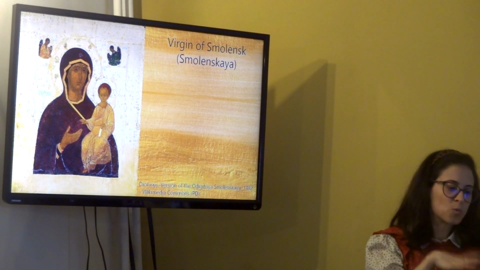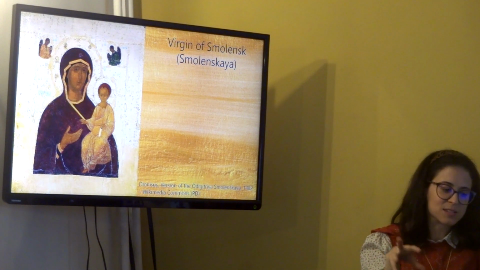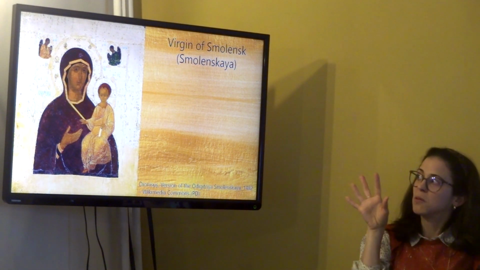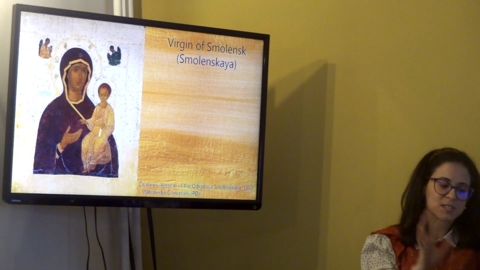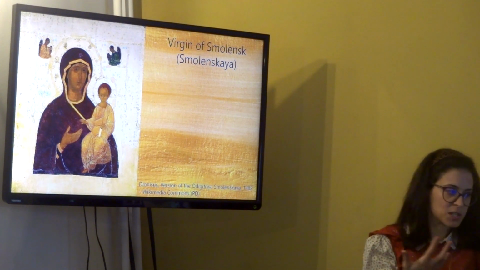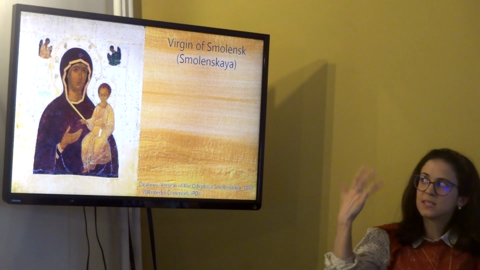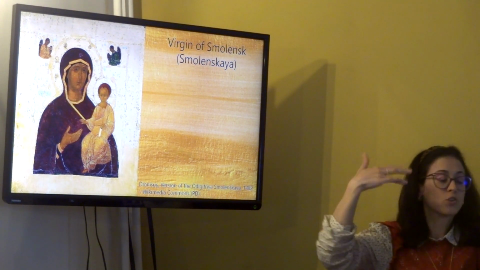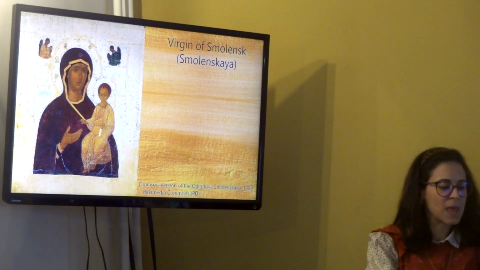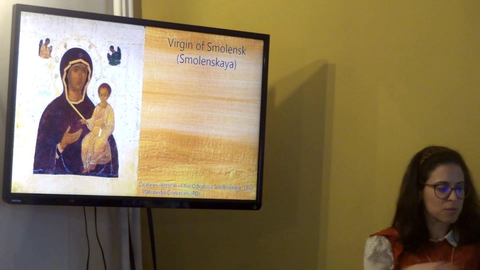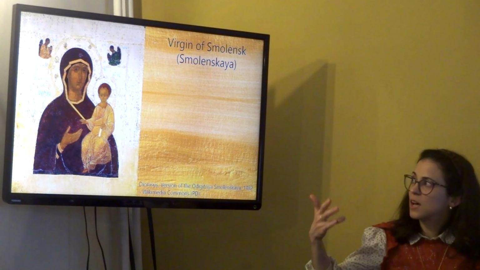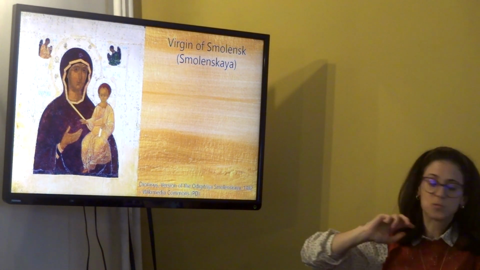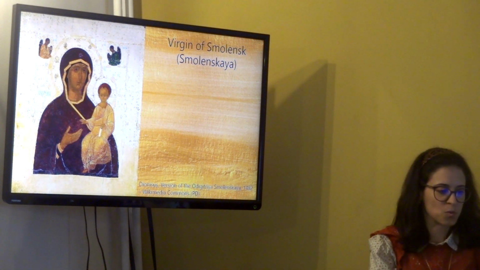So this one would have been brought from the Holy Land by the wife of the emperor at the time, which was Theodosius II, and kept in Constantinople. So this is the very first icon of the Odighitria, and it would be in full length. So the icons that we have today, like the Virgin of Smolensk, would be copies of this one.